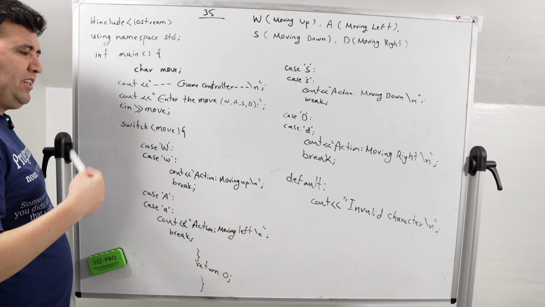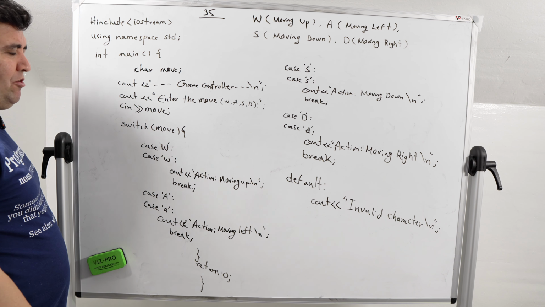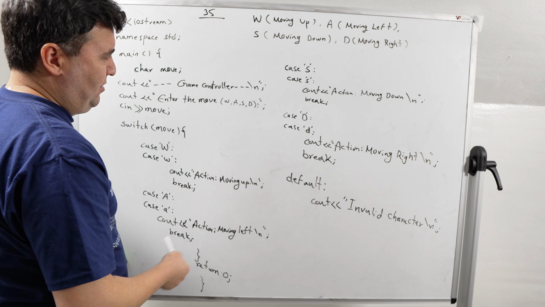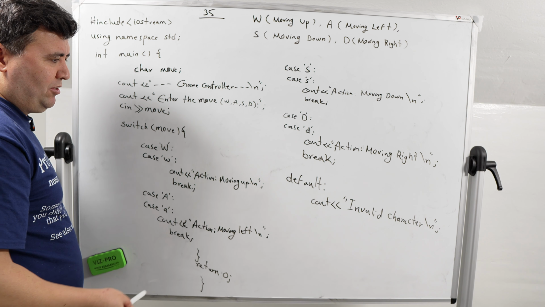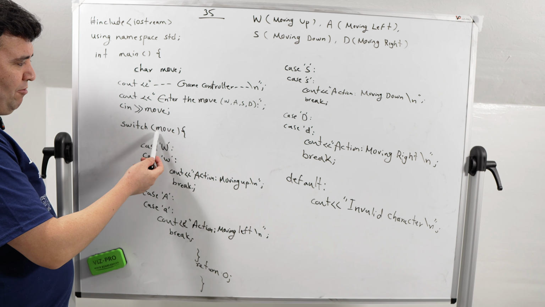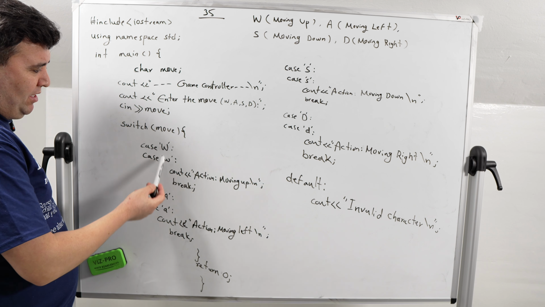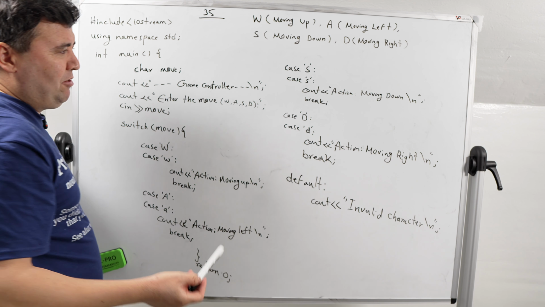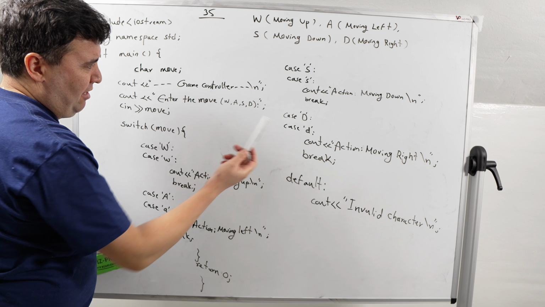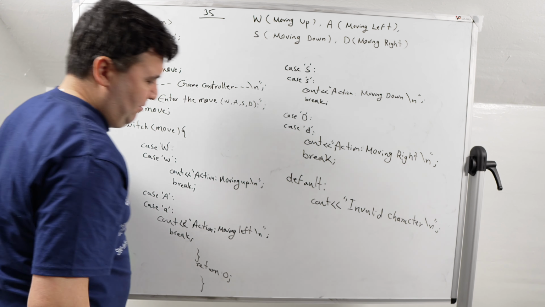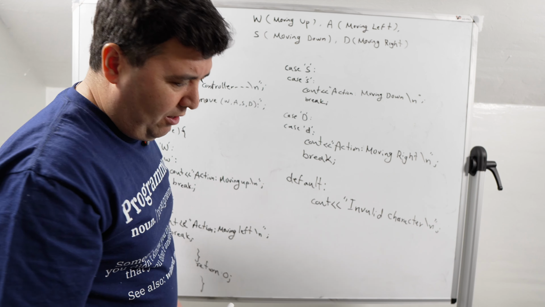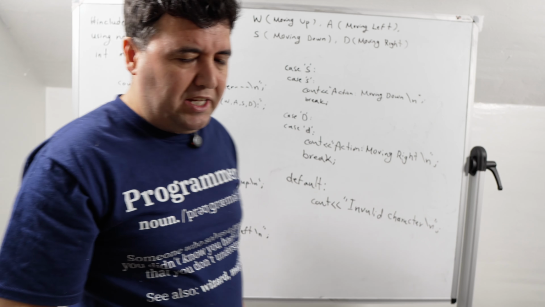And if the user enters another character from the keyboard, for example E or F, our switch statement checks the value of move against all the cases, but when the user enters F, none of the case values is F. So the default section will be executed, and it says invalid character. So this is a simple game controller using a switch statement.